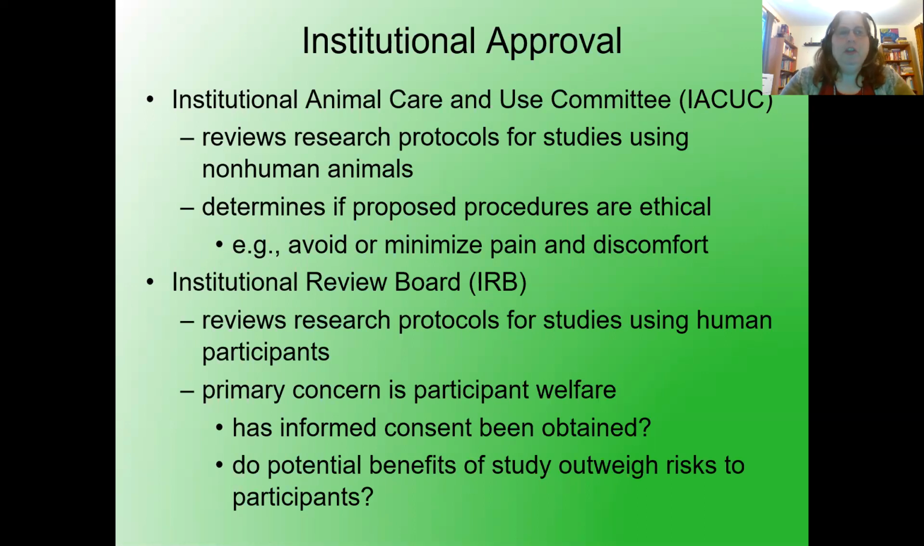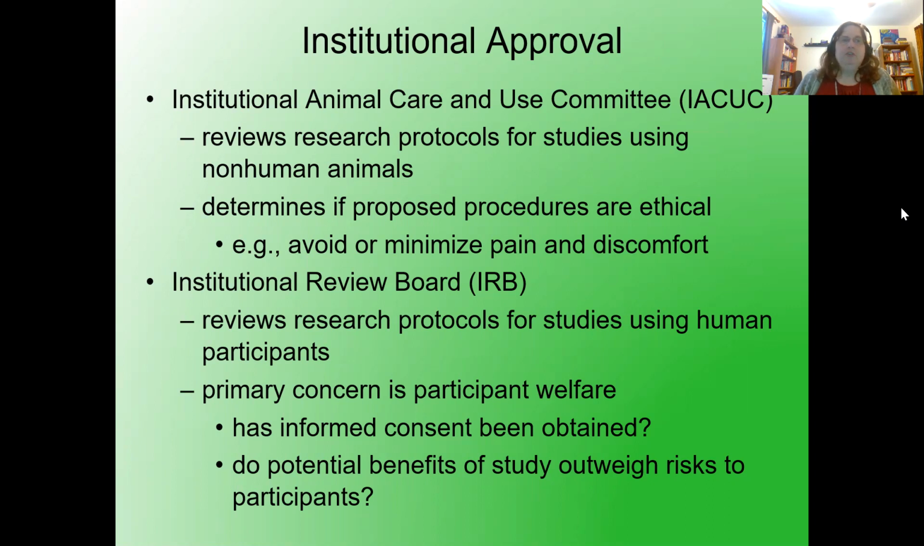One of the first things you want to think about when conducting a study is institutional approval. And if you are using animals, that would be through the Institutional Animal Care and Use Committee, or IACUC. And if it's for humans, it'll be through the Institutional Review Board. So IACUC will review research protocols for studies using non-human animals and determines if proposed procedures are ethical. And by ethical, they mean avoid or minimize pain and discomfort.